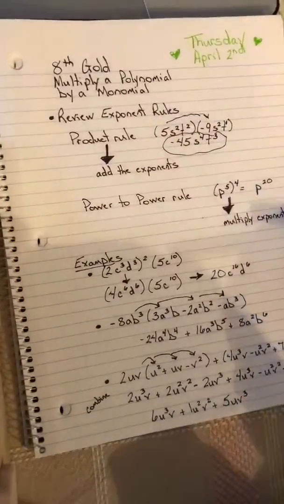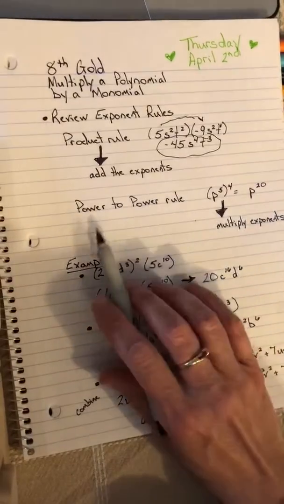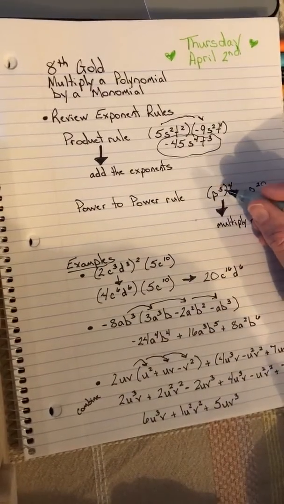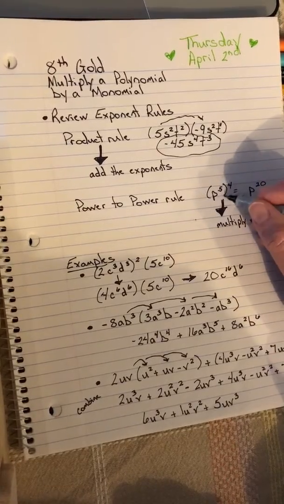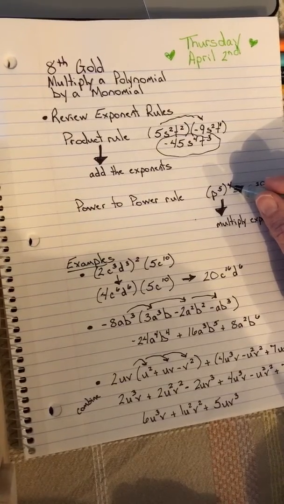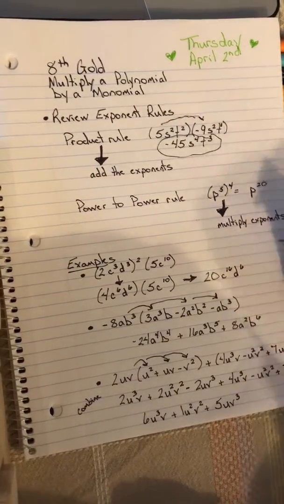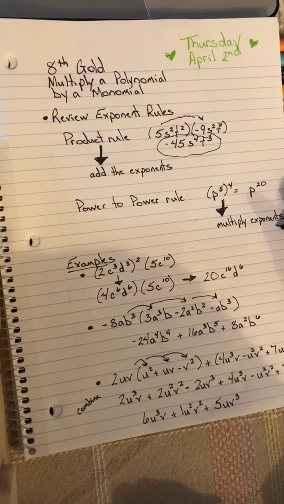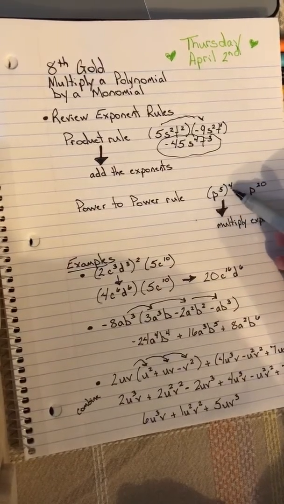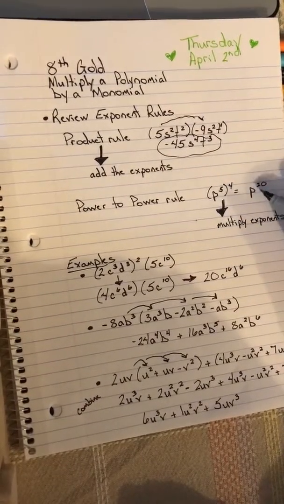The next rule that we need to go over is the power to the power rule. That's when you have an exponent inside the parentheses with another exponent directly on the outside of the parentheses. When that happens, we need to multiply the exponents, not add them. So p to the 5th all raised to the 4th power would be p to the 20th.